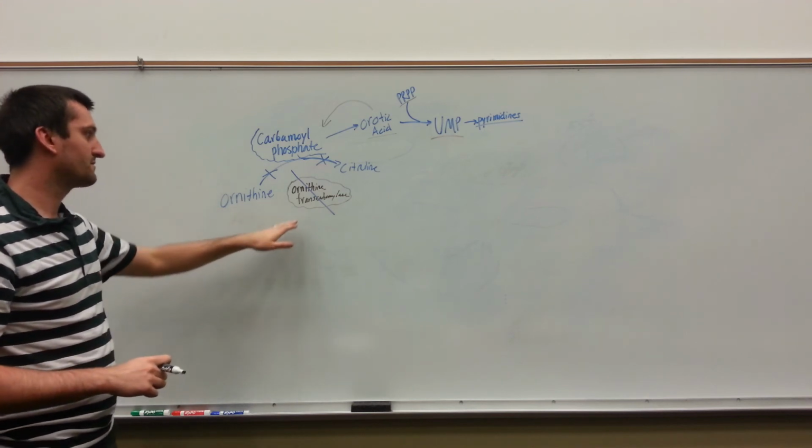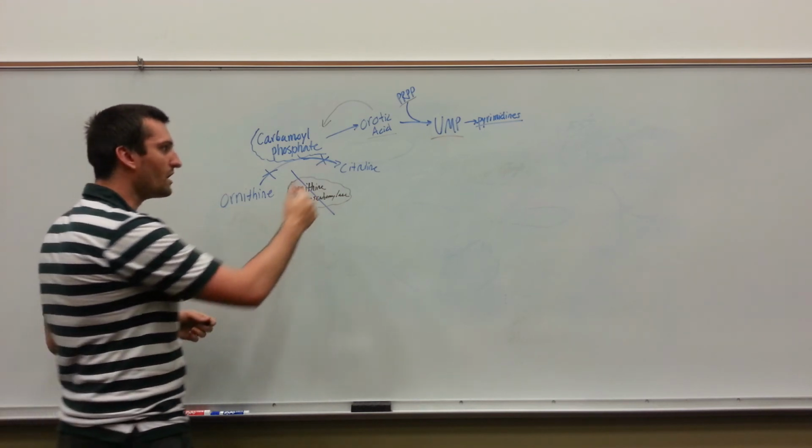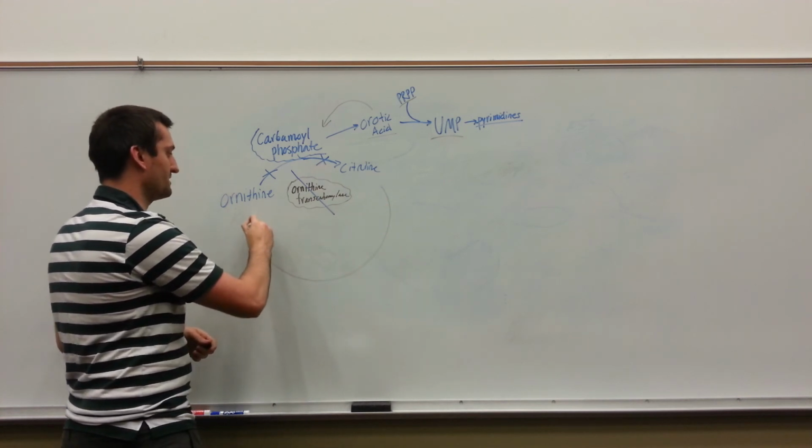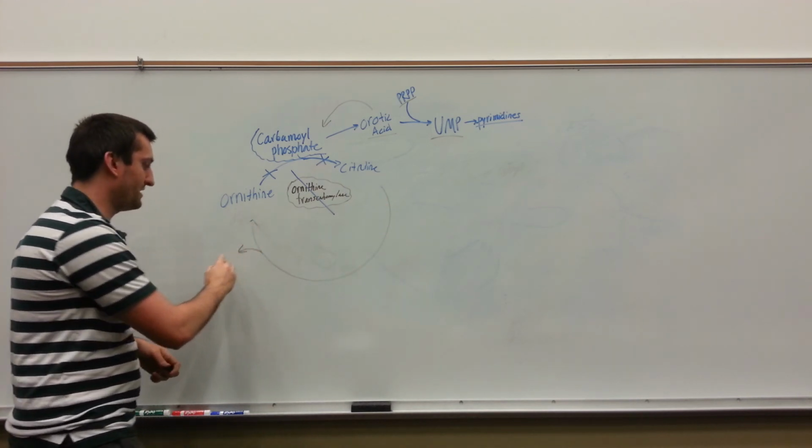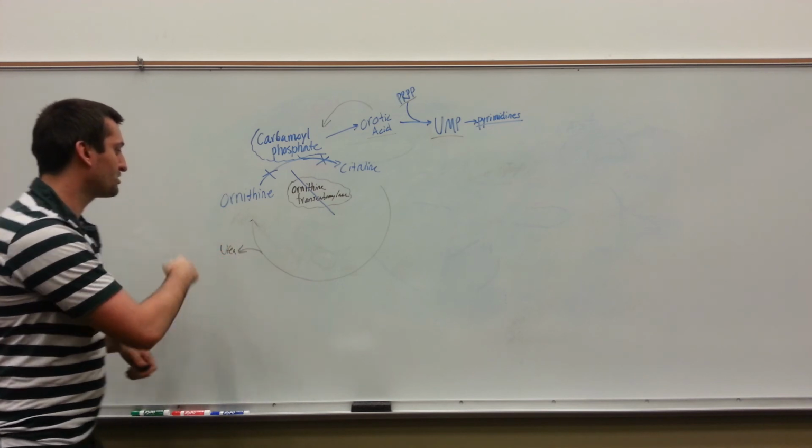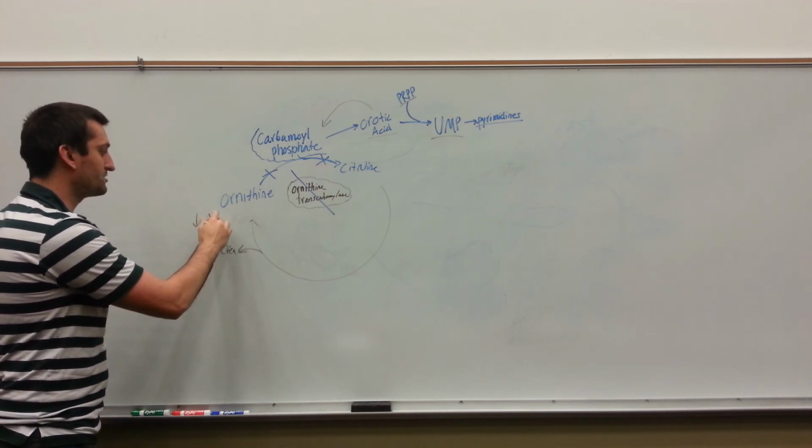But one of the key findings for an ornithine transcarbamylase deficiency is that you're not able to go through the urea cycle. You're not able to spit out that urea at the end. So your urine is going to have a decreased nitrogen content.